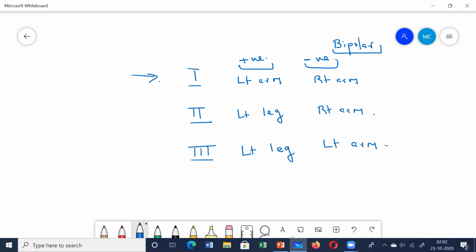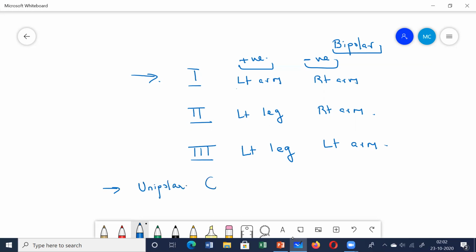I can repeat once more. Lead 1: positive electrode left arm, negative electrode right arm. Lead 2: positive electrode left leg, negative electrode right arm. Lead 3: left leg, left arm. Next, let us talk about the unipolar. This was about the bipolar limb leads. Next, let us talk about the unipolar limb leads.